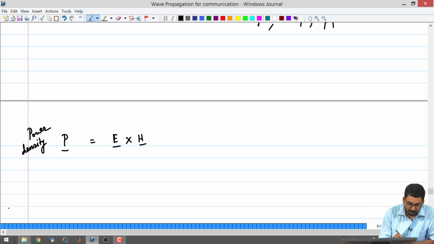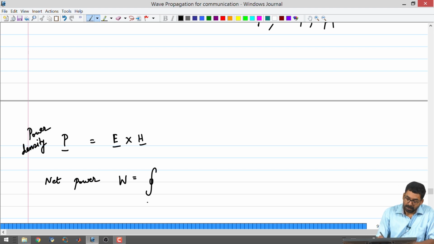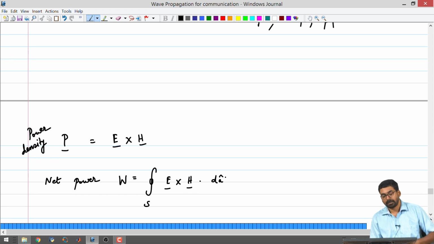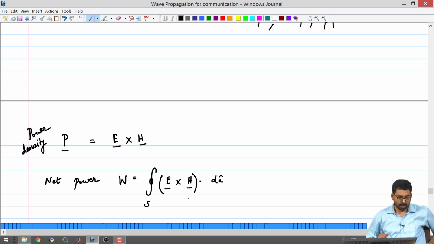So, the net outward power, which is P, sometimes it can become confusing, so I will just use W. It is going to be your surface integral of E cross H. Alright, it is slightly different from how you calculate in electric circuits or even in transmission lines, because you did not have vector quantities.